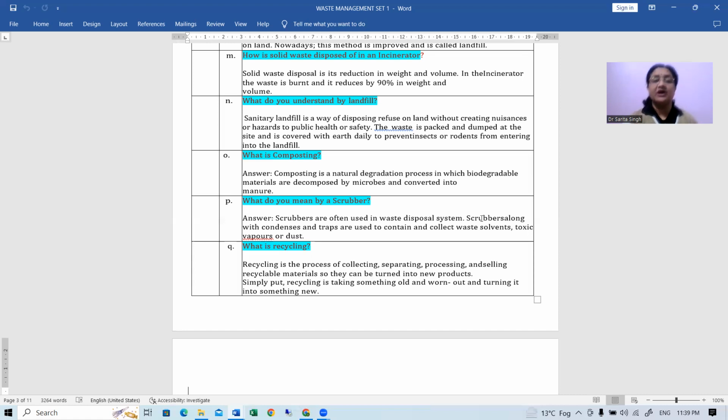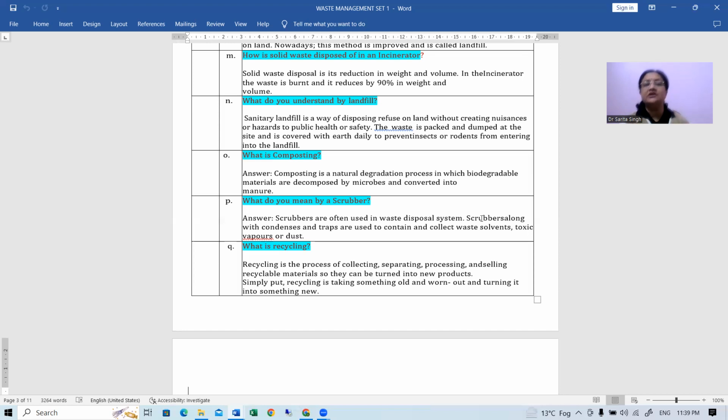Which is not going to harm any of the animals because they are not going to eat it, right? Next is what is composting. Composting is basically, again, one of the methods of disposal of the waste.